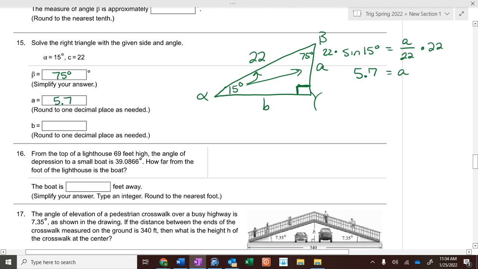Okay, how do we figure out B? Well, B is what to the 15-degree angle? Adjacent, so it must be cosine. So the cosine of 15 degrees equals B over 22. What do I do to each side? Multiply by 22. 22 times cosine of 15, what does B equal to?